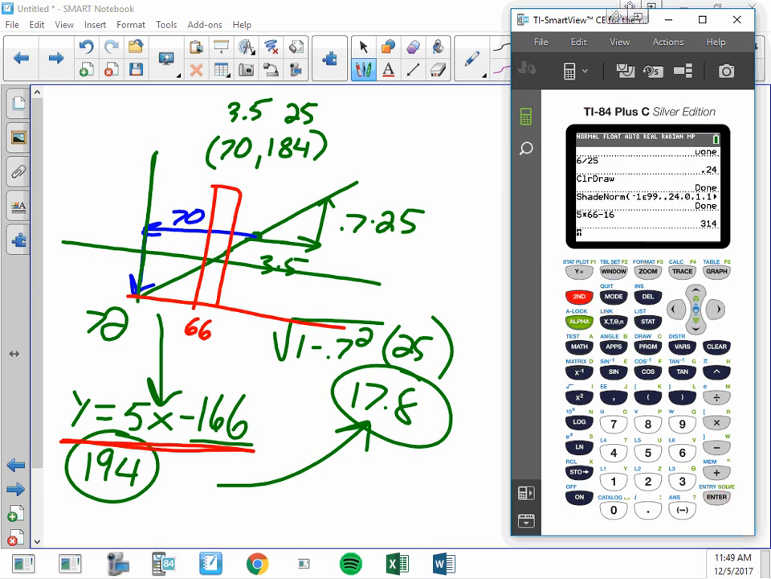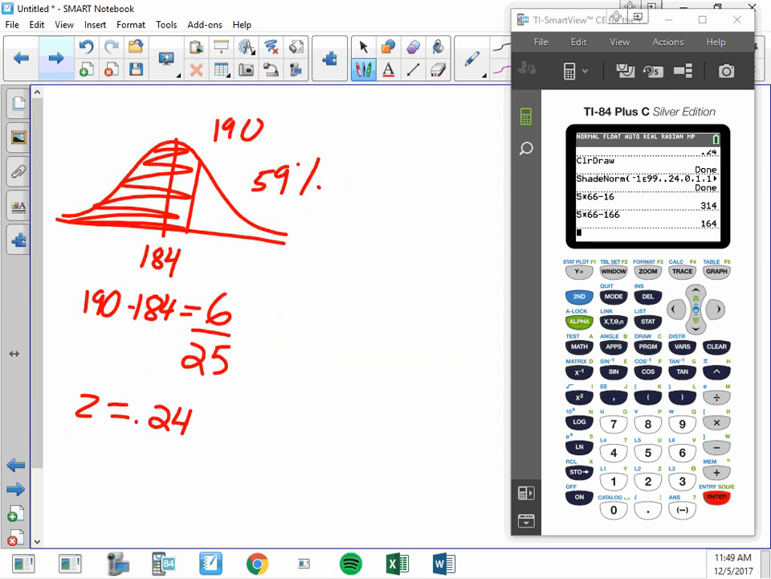Oops. That's not going to work. There we go. 164 pounds. Okay. What is the SD of this column? The RMS error, 17.8. So I have a new normal curve with 164 as the average. And I want to find sons that weighed less than 190.